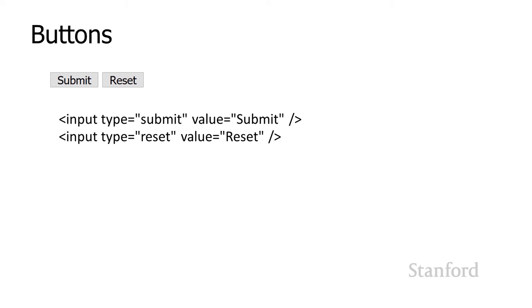And the submit button, when the user clicks on the submit button, all the information in the form is gathered together and all those names and values are sent to the web server. What happens when you click on the reset button is all the information the user has entered gets tossed out and everything gets returned to its initial value.